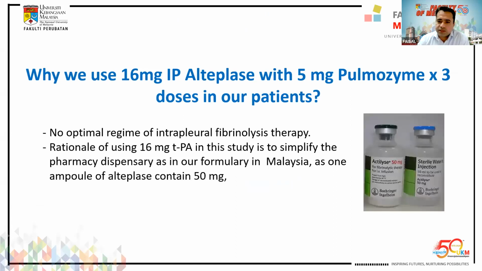Why do we use 16 milligrams of alteplase in our center? We know that the MIST 2 guidelines use 10 milligrams of alteplase. This is because at the moment there is no optimal regimen of intrapleural fibrinolysis, and we use 16 milligrams to suit our formulation. Our formulation comes in 50 milligrams of alteplase, and once it has been diluted, it can only be used for up to 24 hours, with a maximum of about 48 hours. So to utilize this, we use 16 milligrams for 3 doses, meaning 16 milligrams 12 hourly. Usually we don't see any major complications with this regimen.